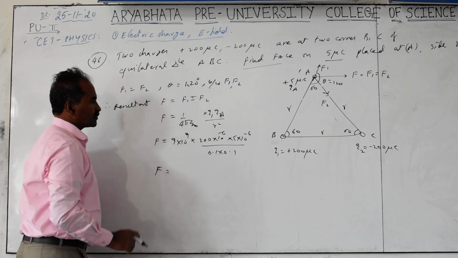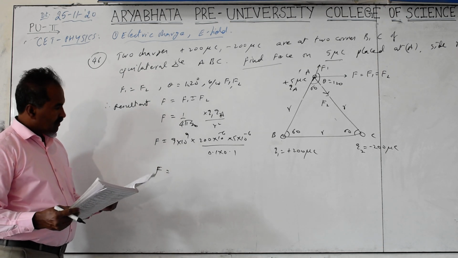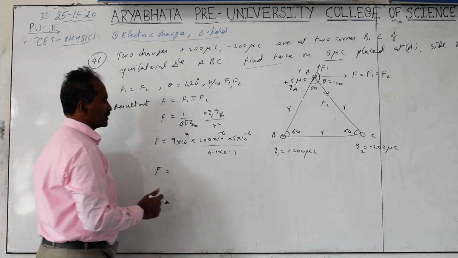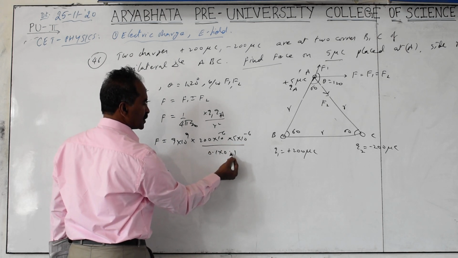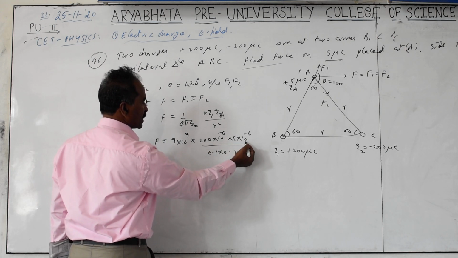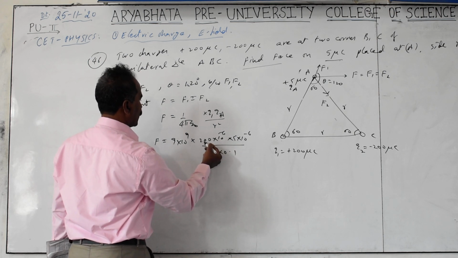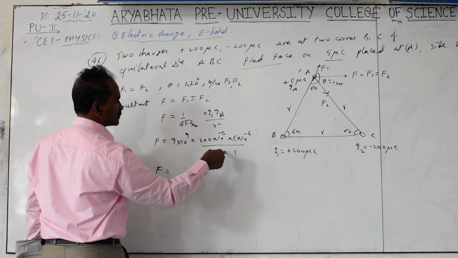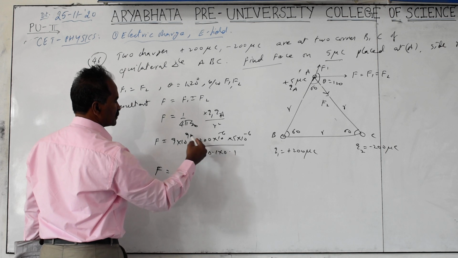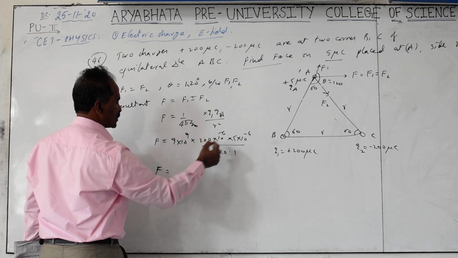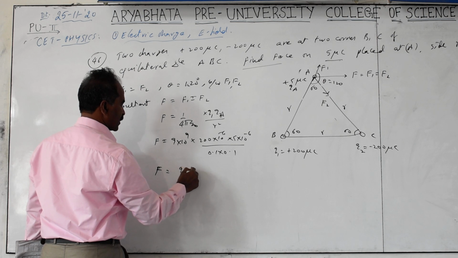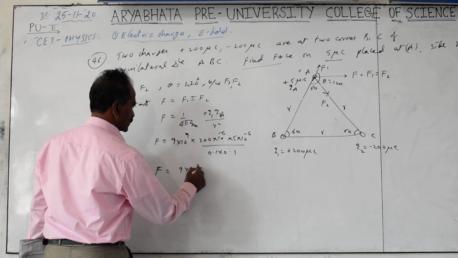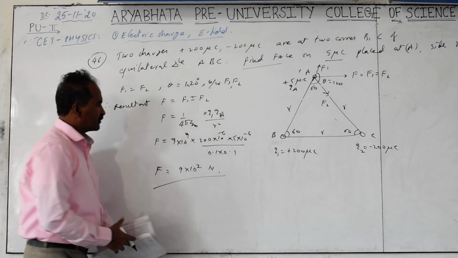F becomes equal to 9 into 10 to the power 9, and the power is minus 12, but at 0.1 squared, two zeros come in the numerator, which means 100 comes. 200 into 5 is 1000. So the result is 9 into 10 to the power 2.